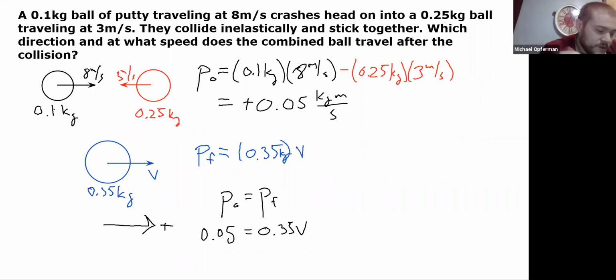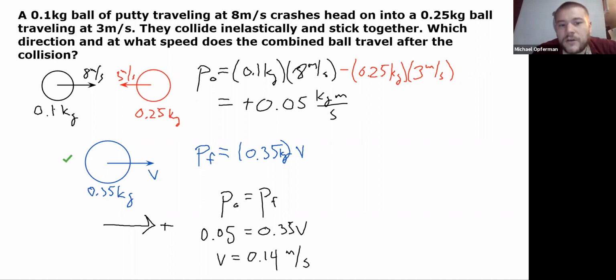Then I can solve this equation. 0.05 divided by 0.35 is V equals positive 0.14 meters per second. Okay, and the fact that it's positive means, yes, my picture is correct here. That is, in fact, the direction that it will go in. And that's all there is to it.